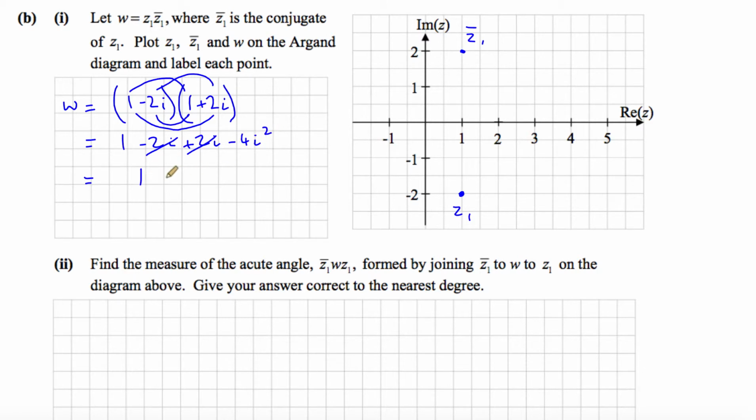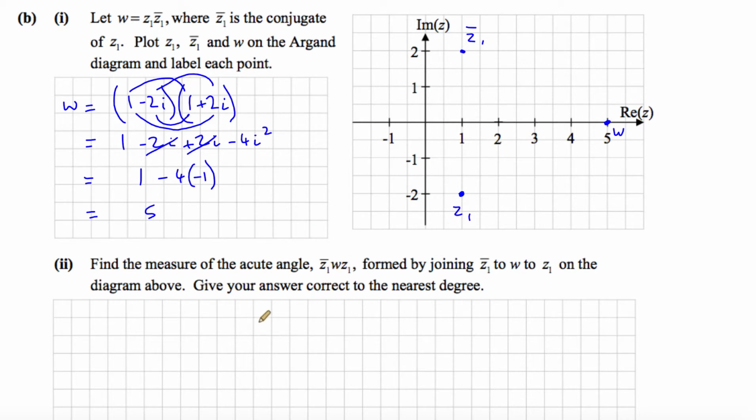So tidying this up, the minus 2i and the plus 2i combine to give 0, and I've got 1. Minus 4 by i squared, but i squared is minus 1. So that's 1. Minus 4 by minus 1 is plus 4. So 1 plus 4 gives us 5. So W is equal to 5. So if I'm plotting 5, I just go over to 5 on the real axis, and that's W. So I've plotted them and I've labelled each point.